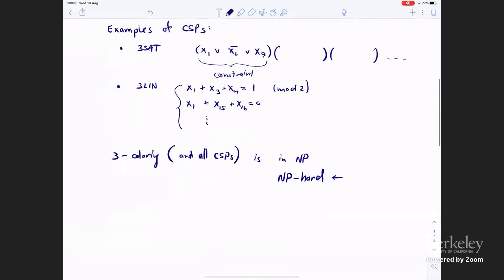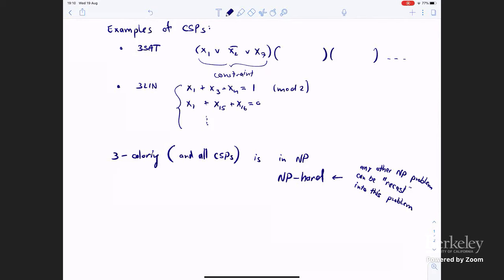And the meaning of this is that any other problem in NP can be encoded or recast into this problem. Meaning that if someone found an algorithm for finding a three coloring of an arbitrary graph, then immediately you can use that to solve any other problem in NP. So that's the meaning of being NP hard here.